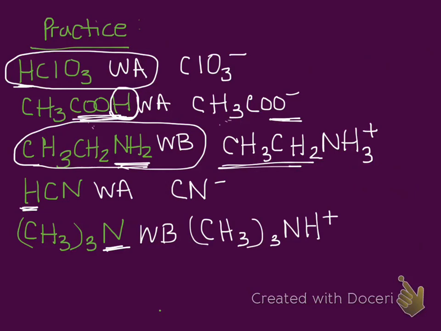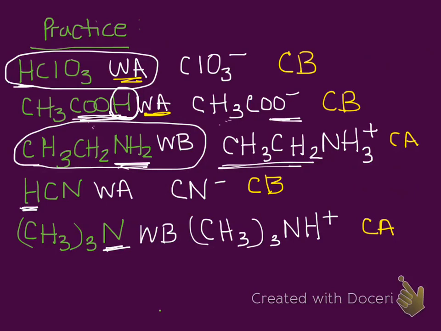So now we'll go back through and we'll just label these quickly. So this would be a conjugate base because it goes with a weak acid. This is a conjugate base. Again, it's going with a weak acid, and we notice that these have negative charges. This is a conjugate acid. It's got a positive charge, conjugate base, and a conjugate acid.